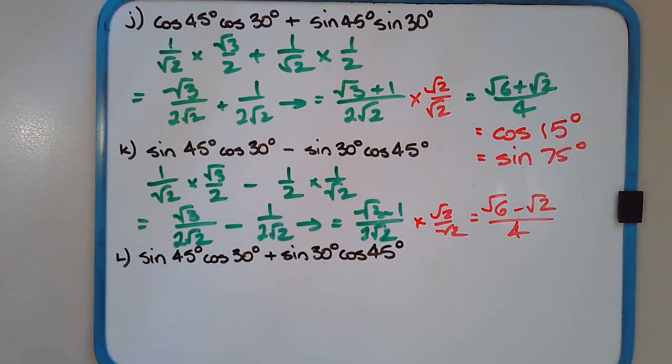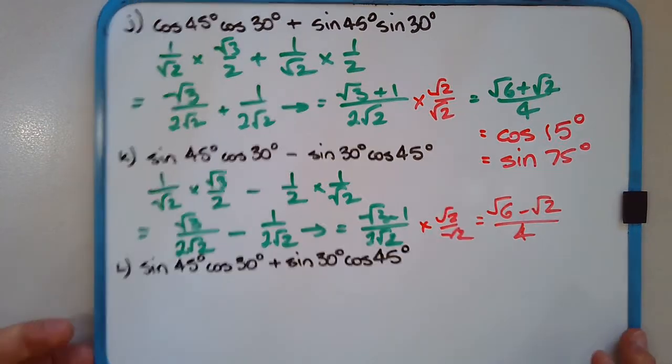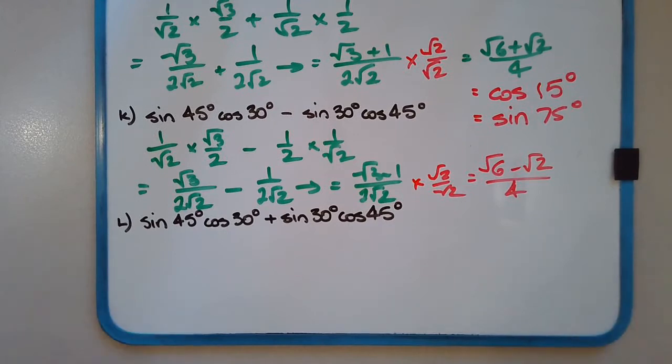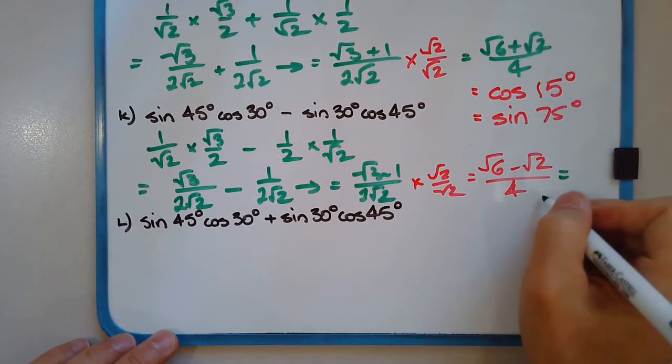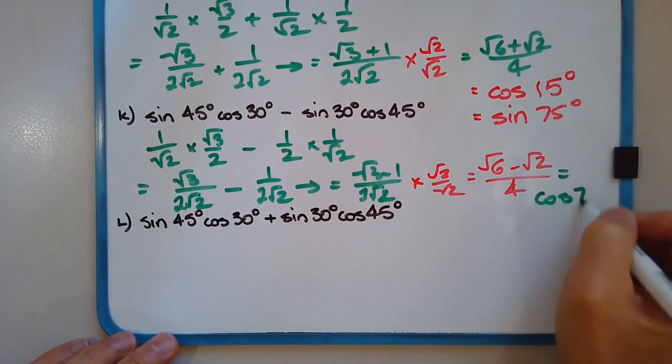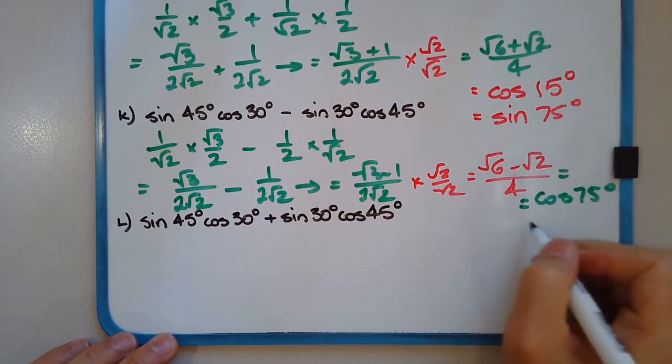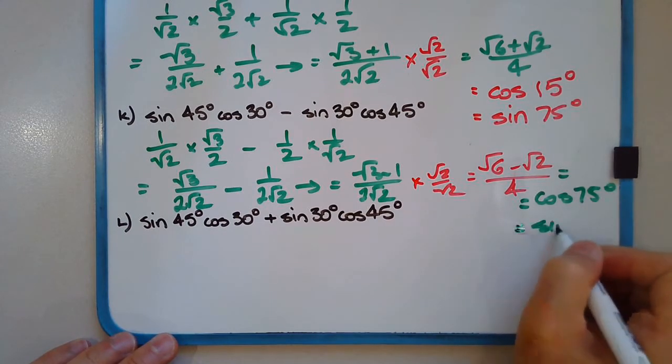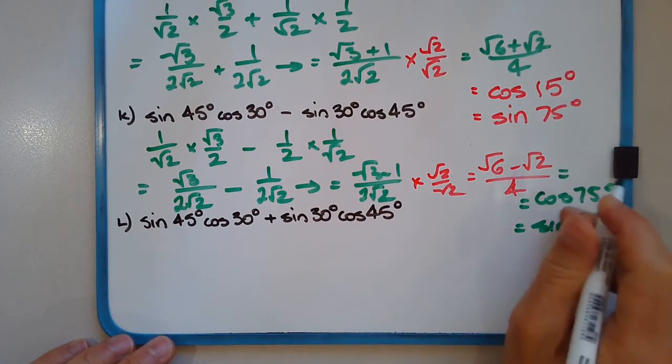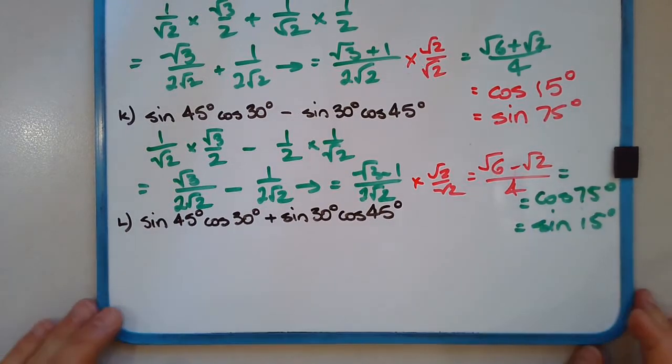And we know what the exact ratio for this one is. So that one was for cos 75, sine of 15. Just make sure. So that's the same as cos of 75 degrees, or sine of 15 degrees.